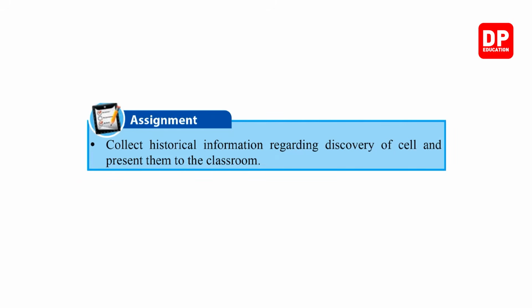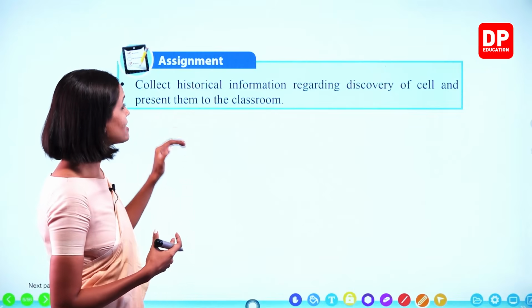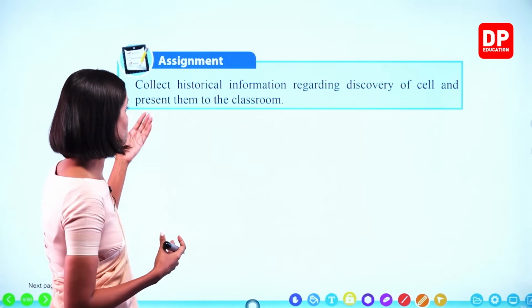Right. We have this assignment to do. Now assignments are very important, children. You can use these type of assignments to improve your knowledge. You can read more about the subject matter and all, right? Collect historical information regarding discovery of cell and present them to the classroom.